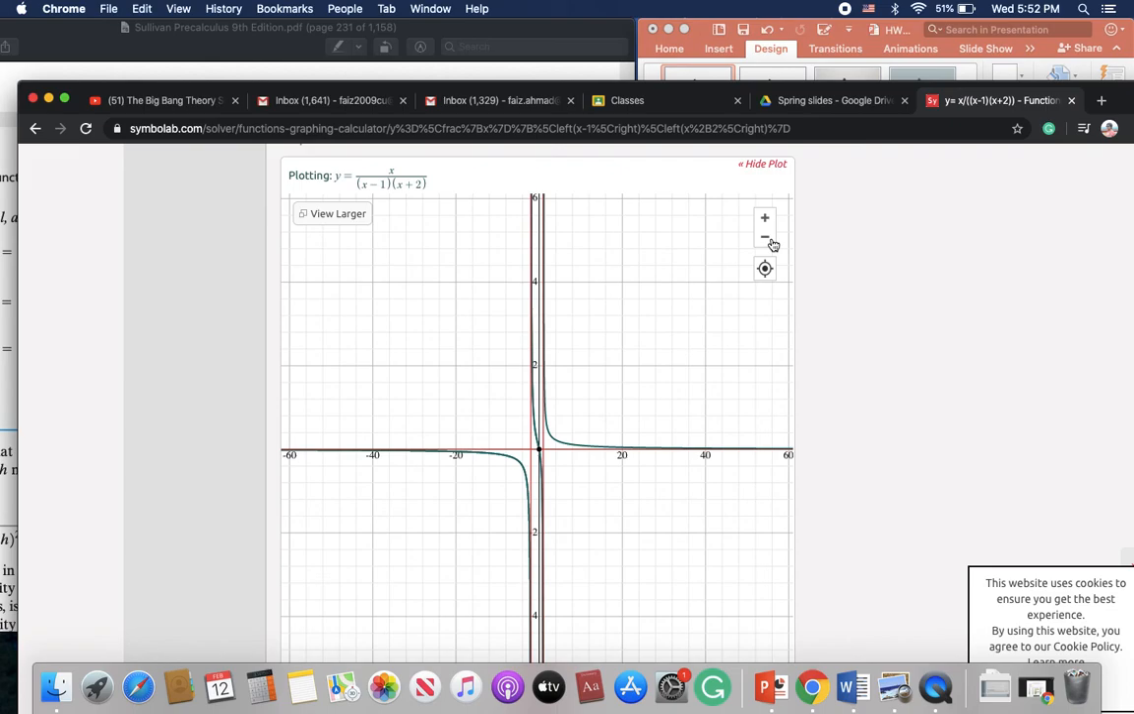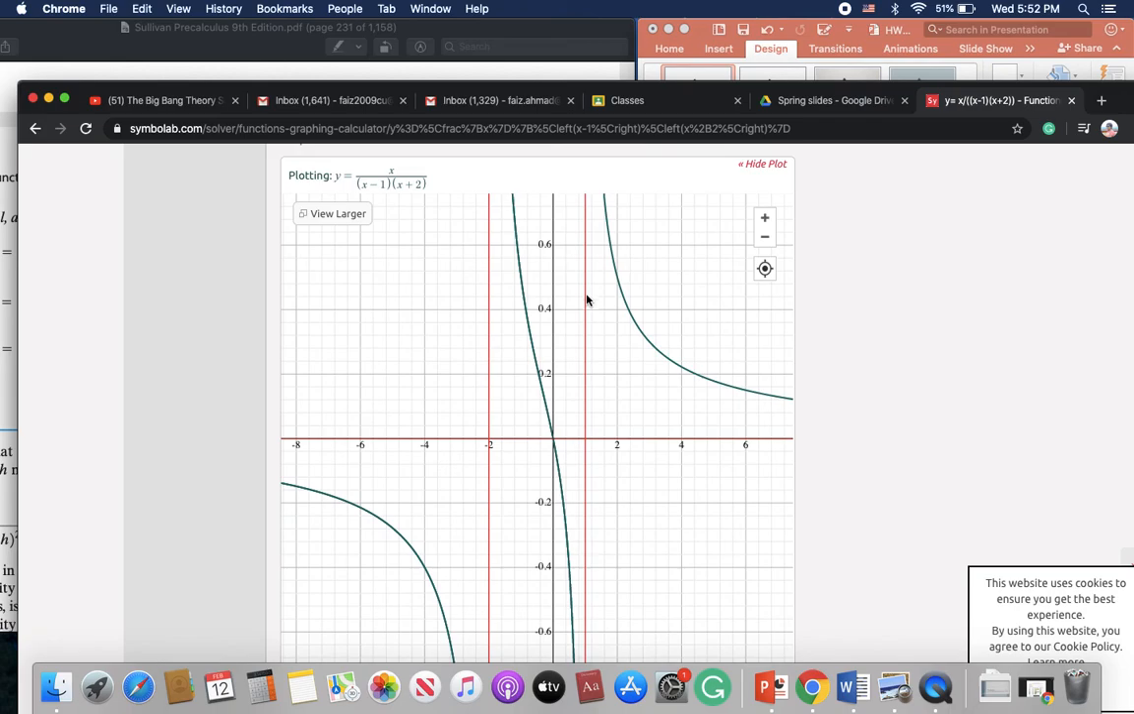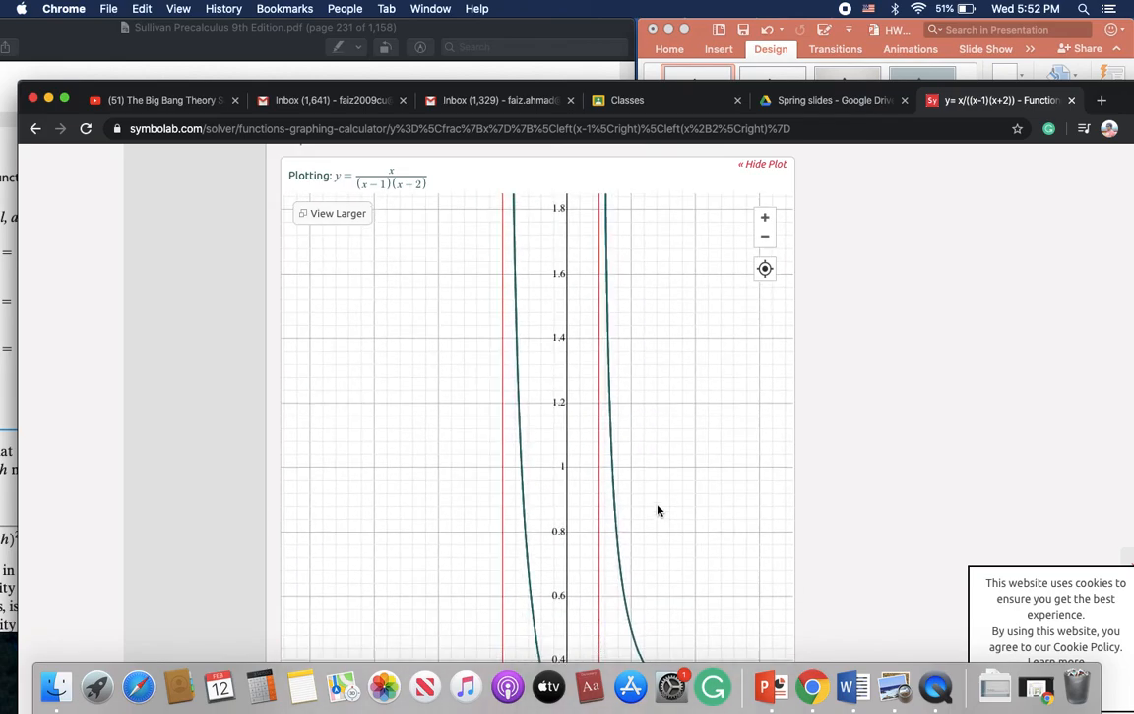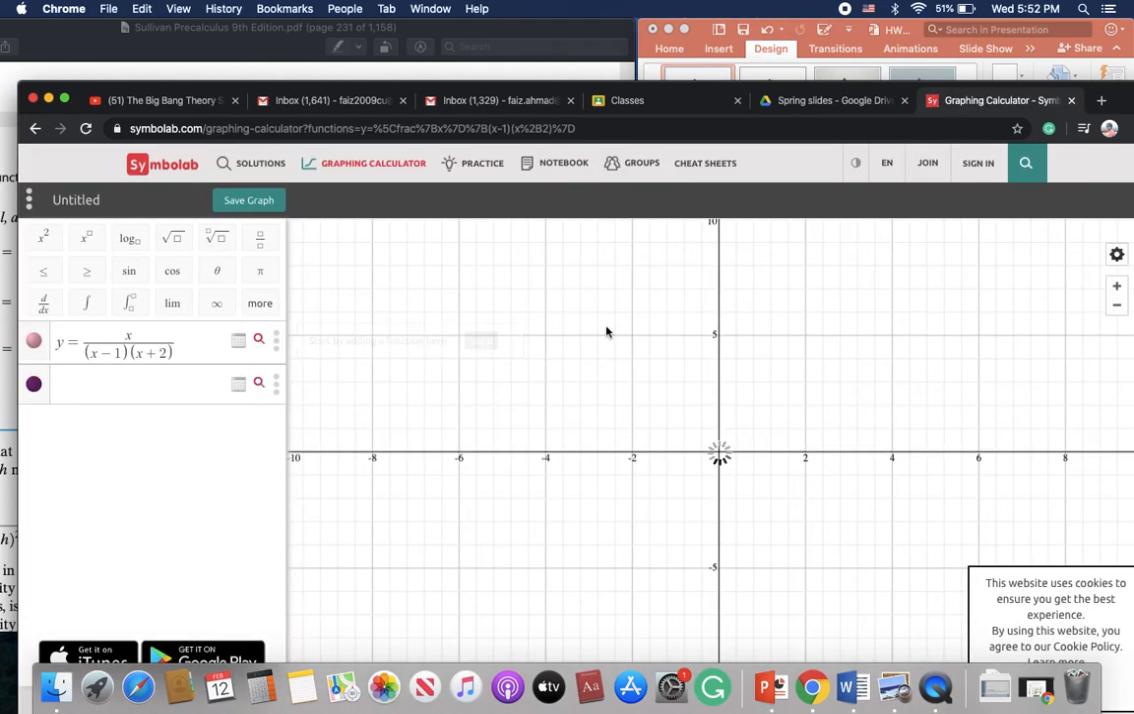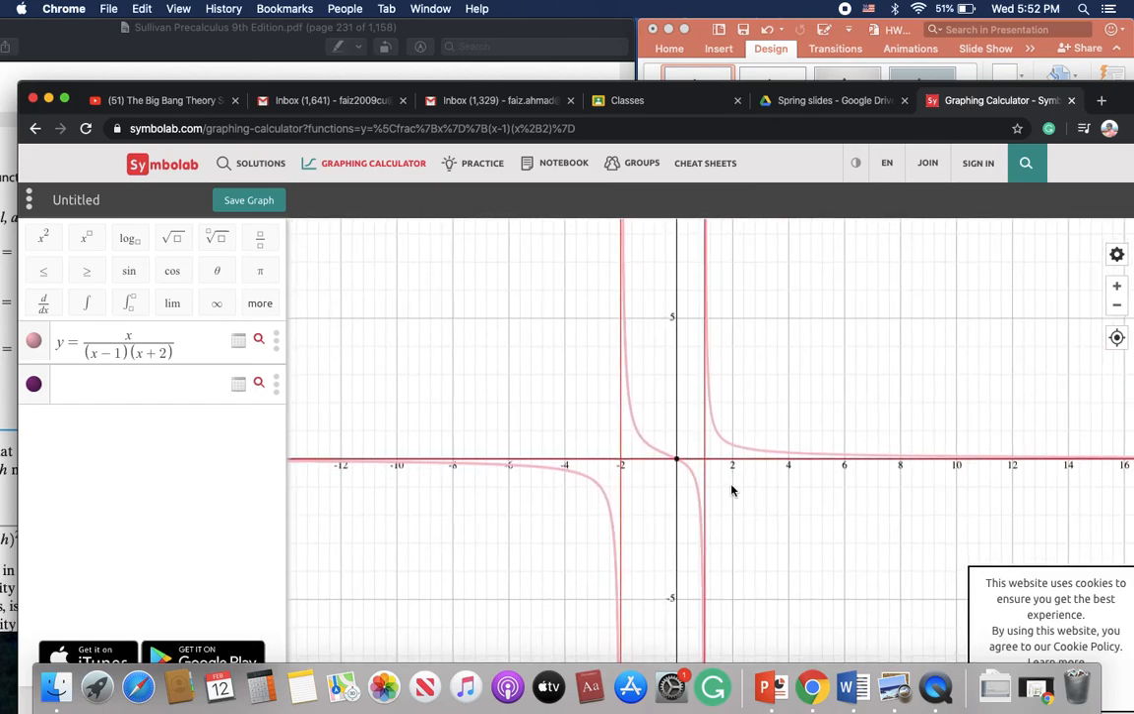If I zoom out and go down, you will see the graph is coming closer and closer to the line. If I view larger, this is what happens. All right, I think you have got some sense about the graph and how to do it. I'm just using the Symbolab app. There are some other graphing calculators also.